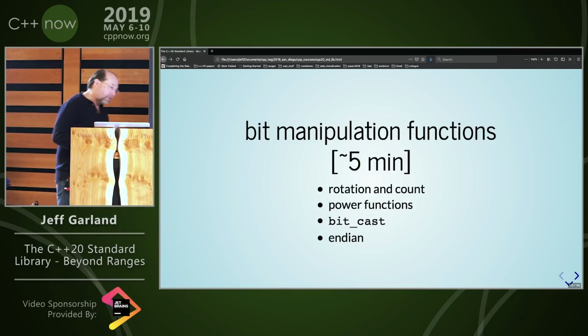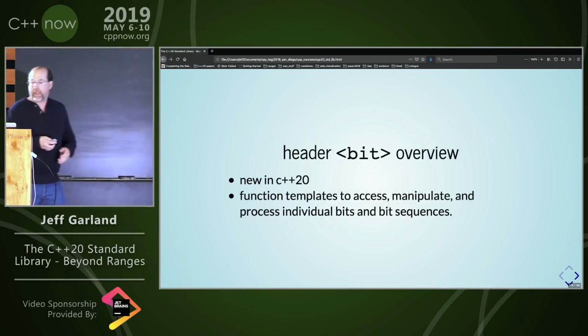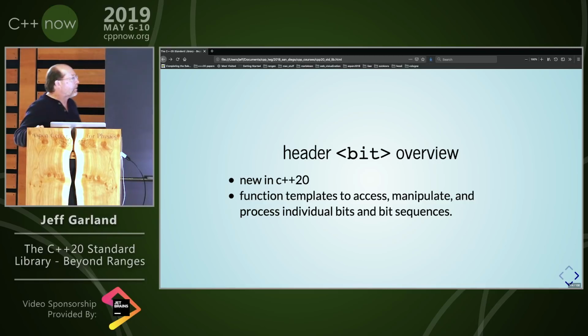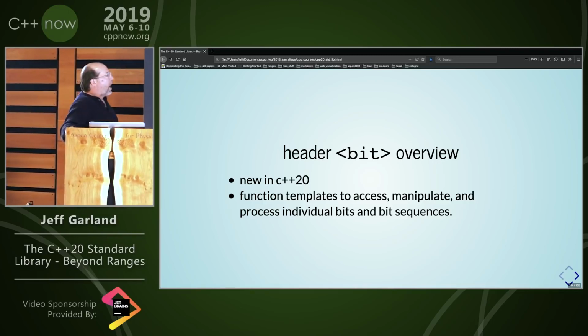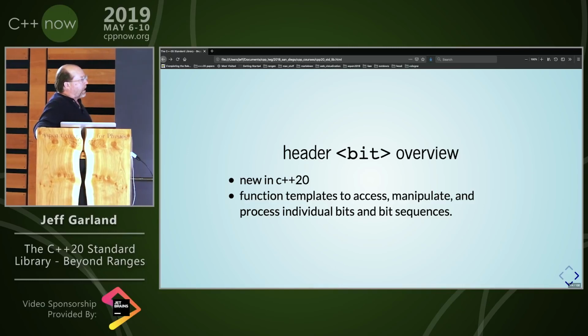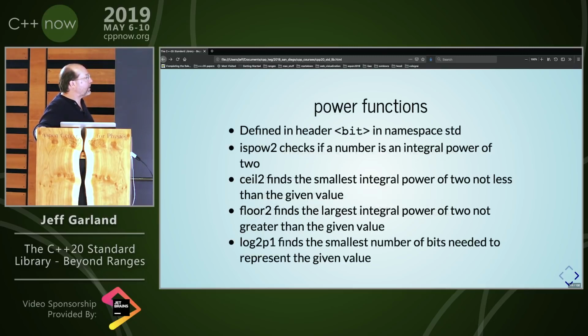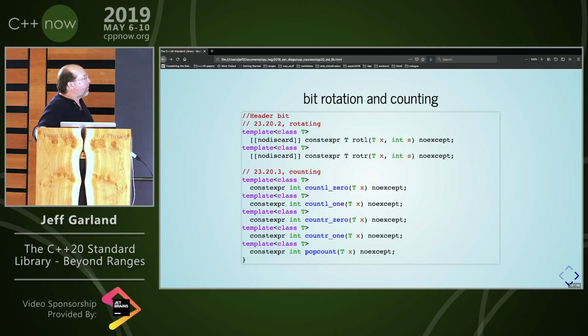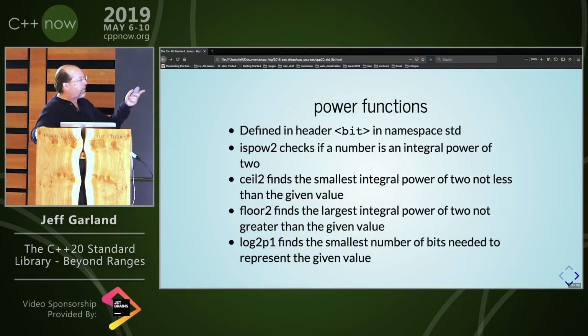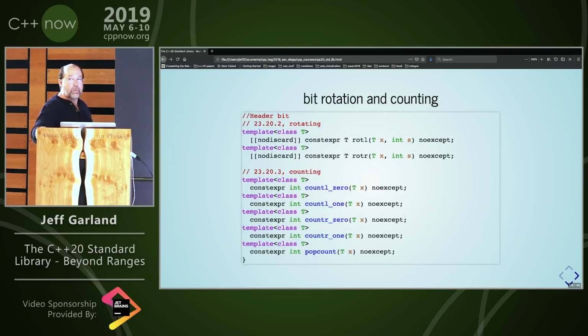Okay, bit manipulation. Let's see, I've got 12 minutes. And so I think I'm going to just go super fast. There's a new bit header in C++20, and it has a number of different low-level functions that will be useful for some group of people. There's power functions. I'm not going to go through them. You can go look at the paper and read it. There's rotate functions, counting functions. These are actually not in. The power functions are in the working paper. These functions are not in the working paper yet. I don't think there's going to be any issue getting them in.